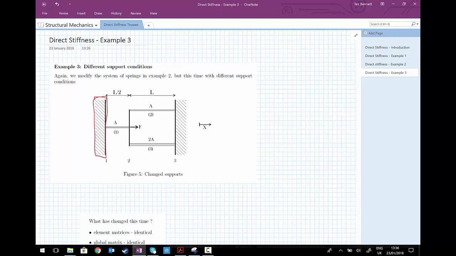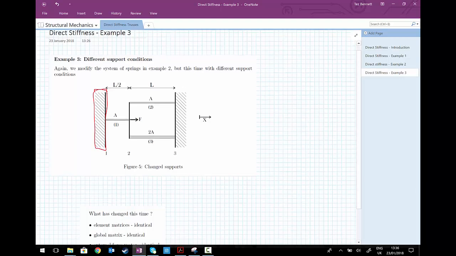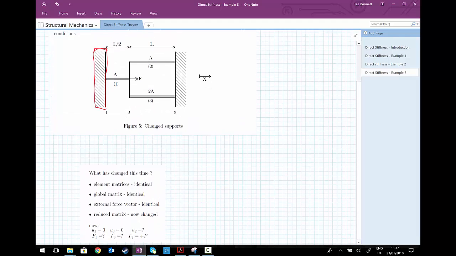And as a result of this, what has changed? What has stayed the same? We can see that each of the elements is exactly the same. The bars still have the same properties and the same lengths. Therefore, when we add the elements together, the configuration, or how the elements are connected to each other, is still the same. So the global matrix is still identical. The external force vector is still exactly the same as the external force vector we had in example 2, apart from, you might consider, that we have an unknown force F1. We don't know that that's 0 in this case.